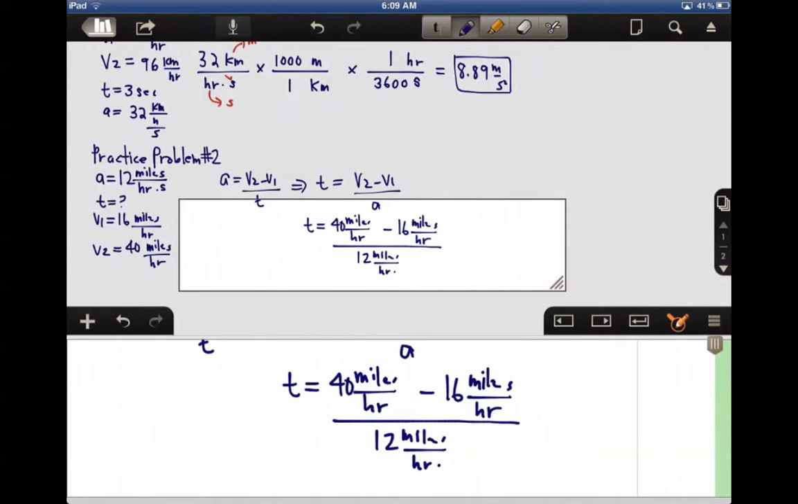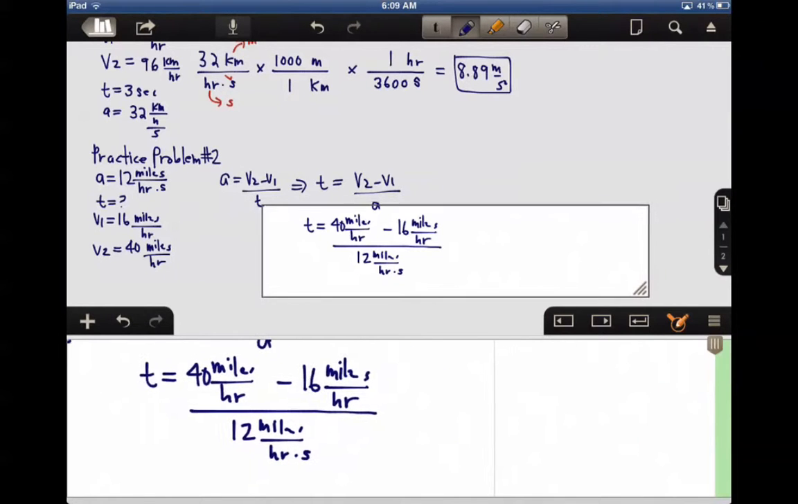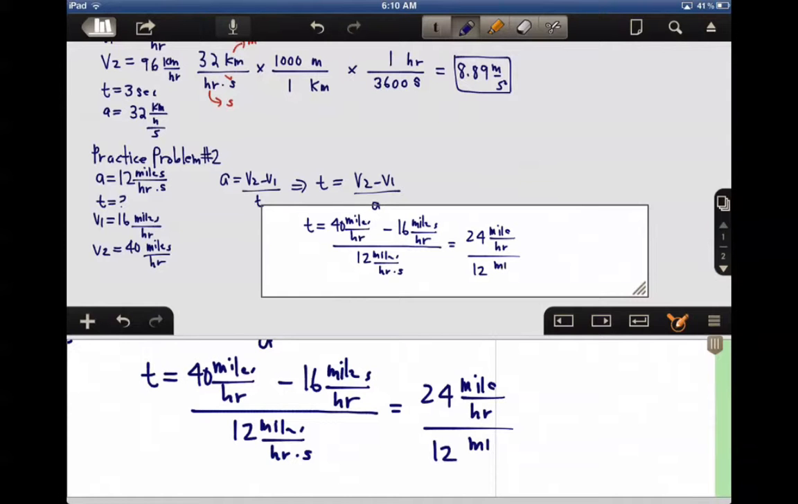Let's look what happens to these units. First off, this top part becomes 24 miles per hour divided by 12 miles per hour. I'm going to pull 1 over second out here. So I'm rewriting that unit because I want you to see that this unit is the same as this unit. So they cancel.